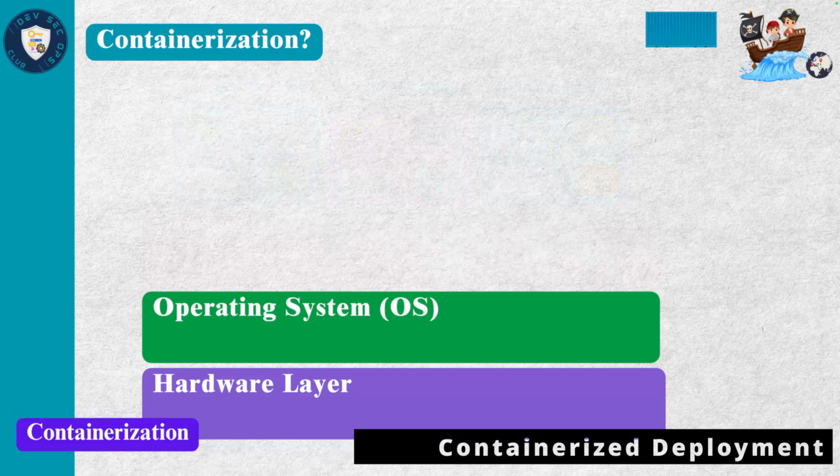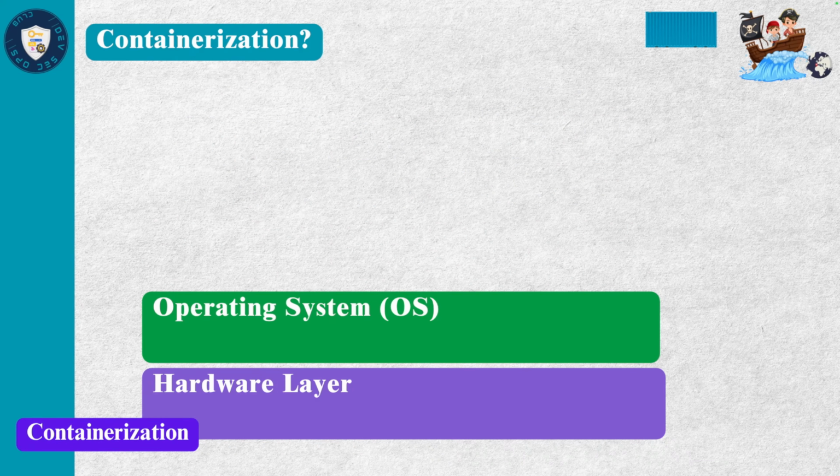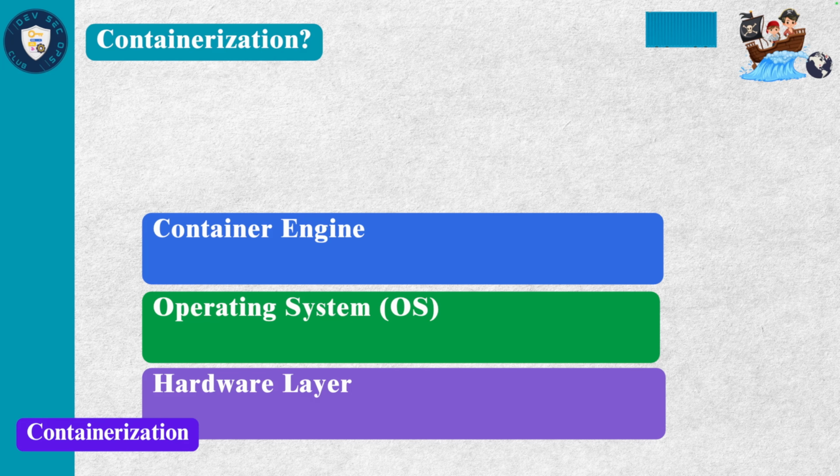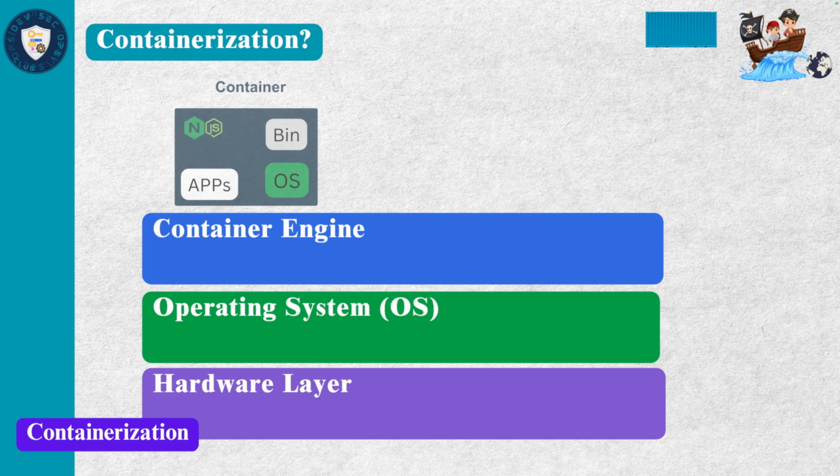So now the question is, what happens in containerization? What is the deal with containerization? In containerization, we have the same thing, a hardware layer and an operating system layer. And on top of that, we install a container engine. A container engine helps us to create containers. Similarly, there we were creating a virtual machine, here we are creating a container.